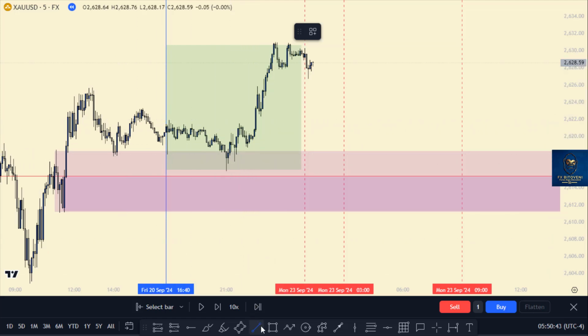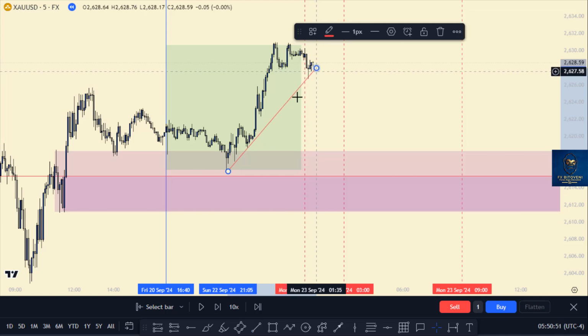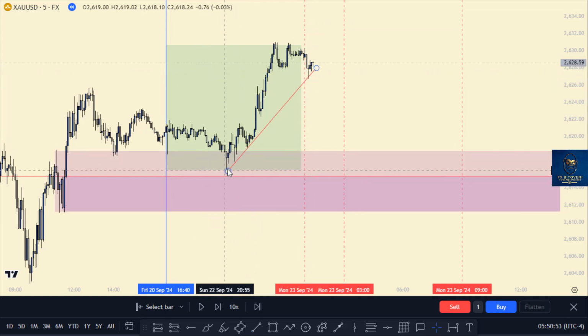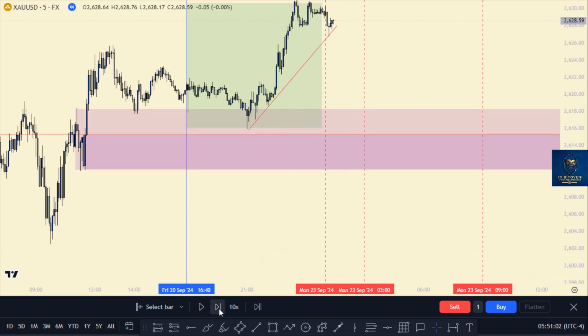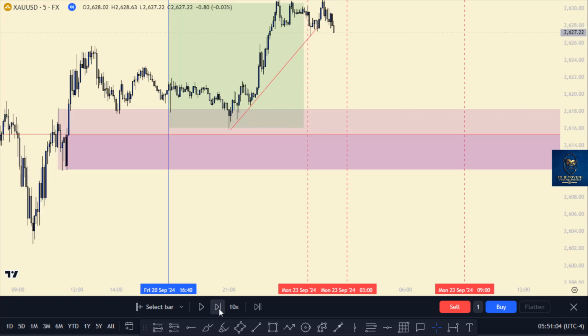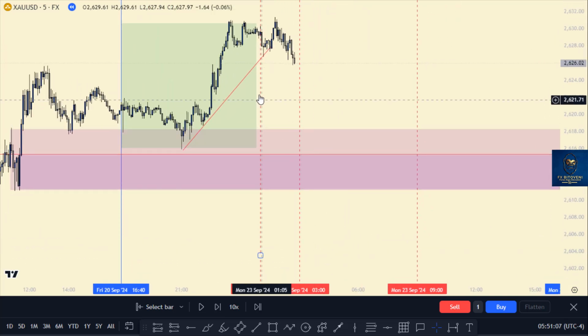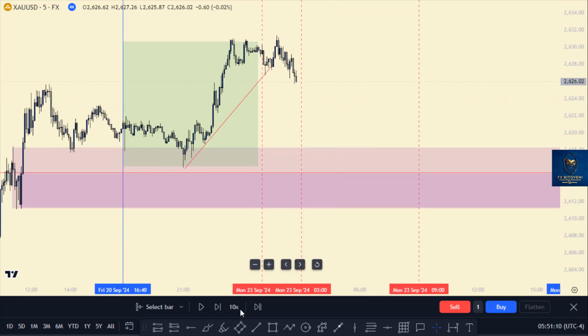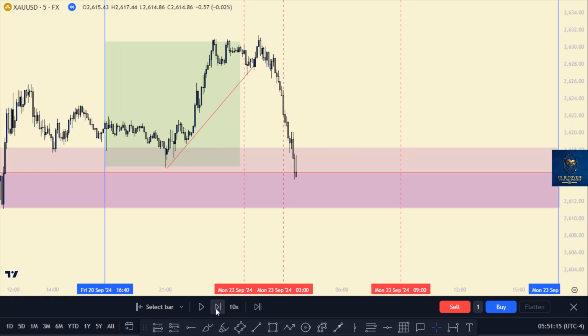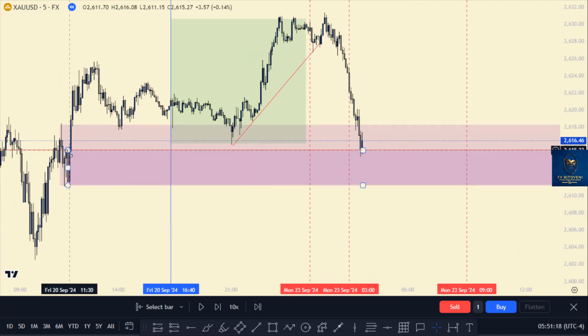Then you have what? We have another channel that was created, trend line. This can be targeted. And then price is still moving. This is Frankfurt, between London and Asia. Price is still dropping down into the zone. Price drops into the zone.